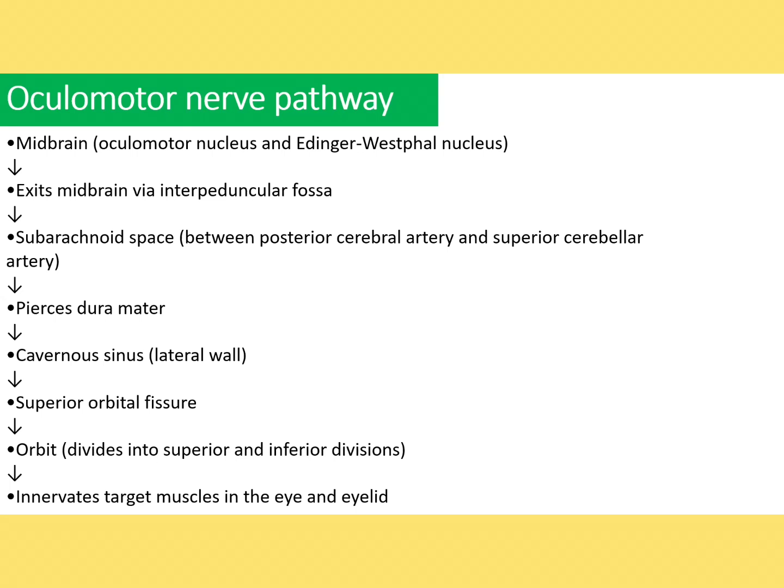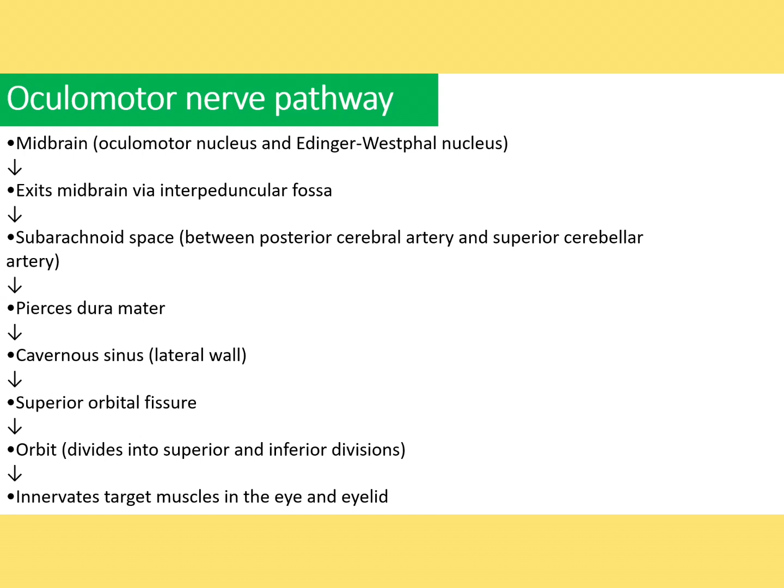Then, piercing the dura mater, the nerve enters the cavernous sinus, a venous structure located on the lateral side of the sella turcica of the sphenoid bone. Within the cavernous sinus, the oculomotor nerve runs alongside important cranial nerves and vascular structures like the trigeminal nerve. Leaving the cavernous sinus, the nerve enters the orbit through the superior orbital fissure, which is a narrow opening in the bony orbit.